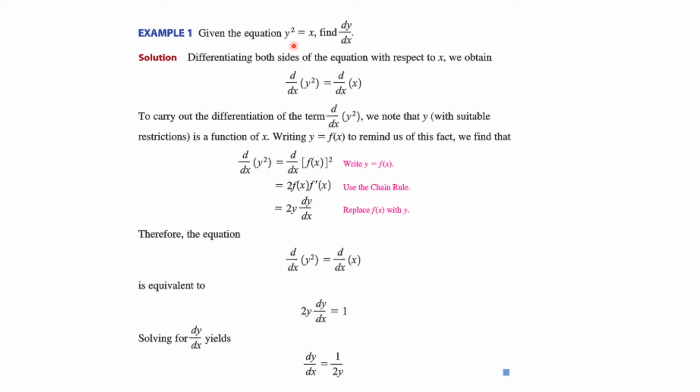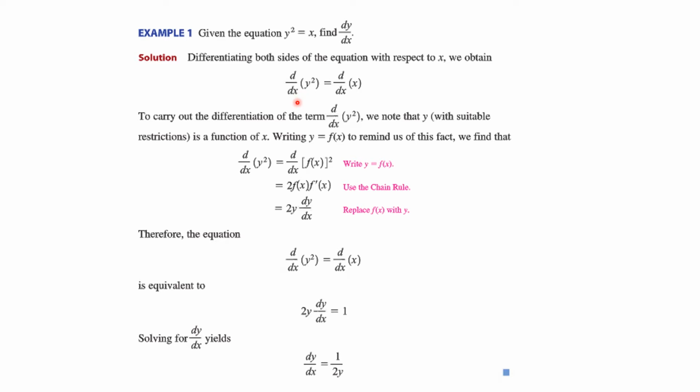Okay, so suppose we have y squared equals x and we want to find dy/dx. Well, we're going to differentiate both sides with respect to x. So we're taking the derivative of x with respect to x, which is going to be 1. But then we're going to take the derivative of this side with respect to x.